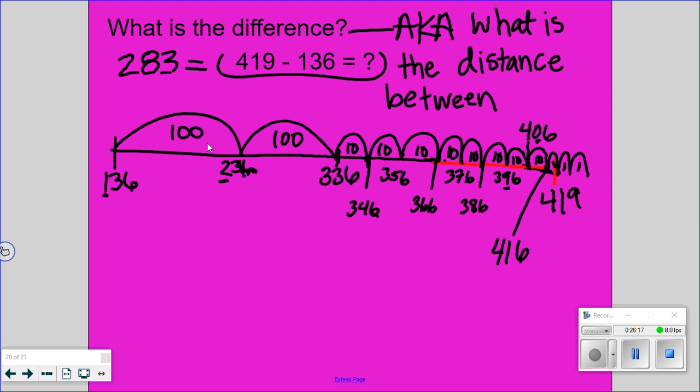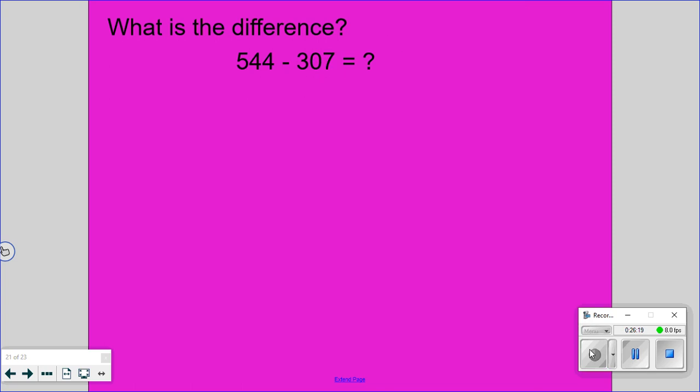That's a big difference. At the top of your desk, go ahead and write 544 take away 307. That's what I said. Or we're trying to figure out the distance between 544 and 307. So write that equation at the top of your desk, please, with your whiteboard marker. Paxton, what does this equation mean? Read it to me in English.